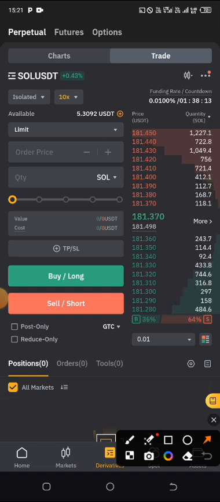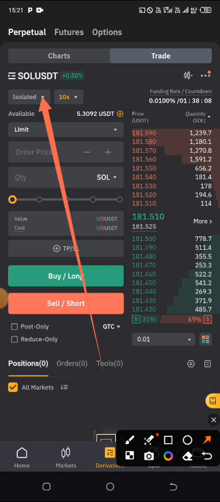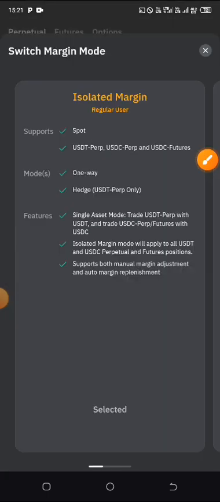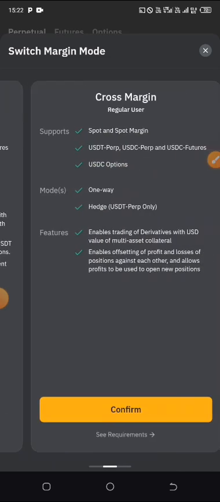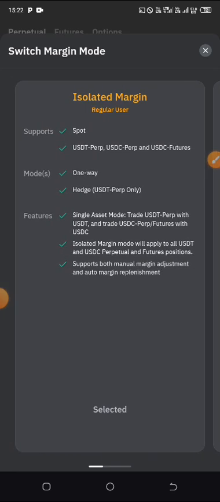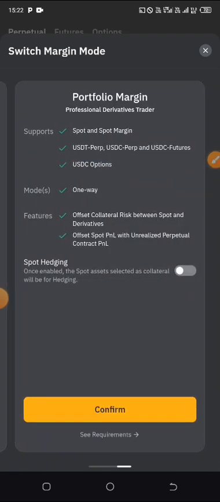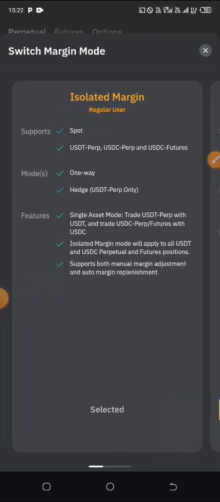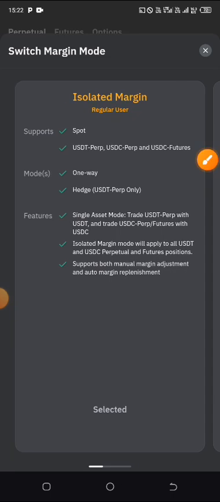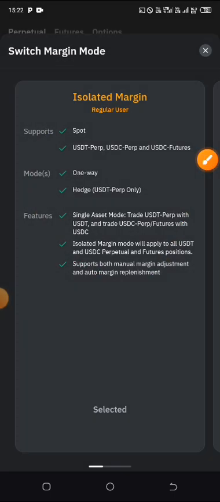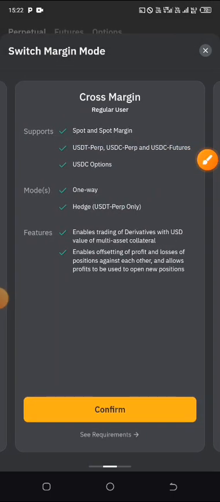At this point in time, there are a few features I'm going to explain. Number one is this particular zone where you have isolated there, and you have 3 types of trade zone. We have isolated margin, cross margin, and portfolio margin. In this video we are going to dwell on isolated margin. We use either isolated or cross margin.